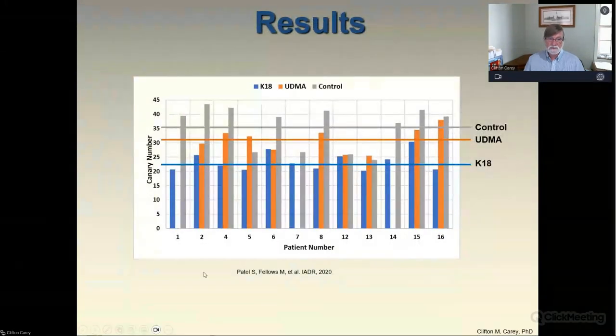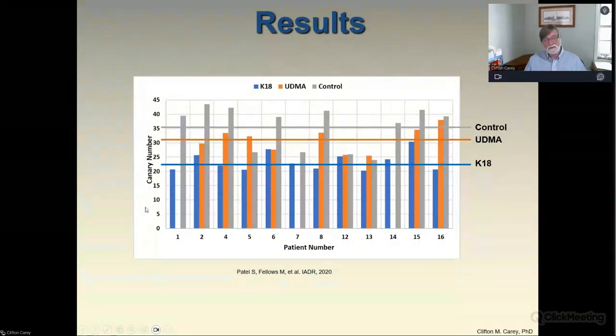And in a very general, quick way to put it, we had a control system that did not have the UDMA or the K18. And the control system at the end, in a Canary system, a Canary number of around 35, is an advancing white spot lesion. It's advanced pretty far. A 30 is just the UDMA itself, and you see that it was somewhat less than the control. And then looking at the K18 with the UDMA, we have a much less white spot development.